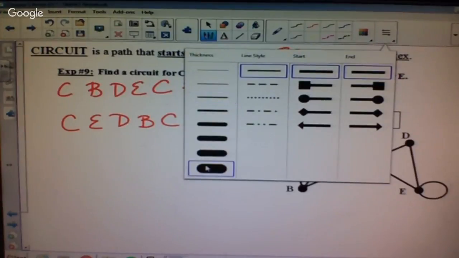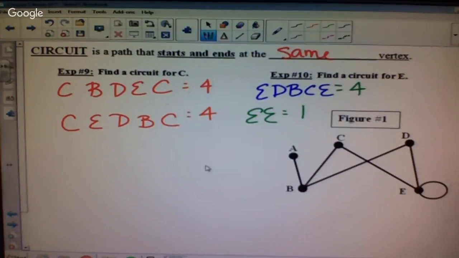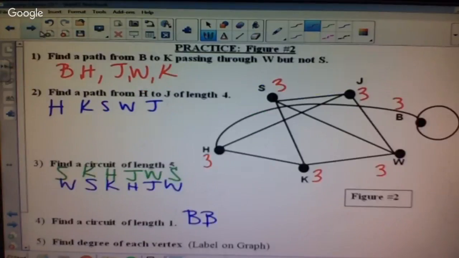So what they're saying is if I take out AB, if I would take an eraser and erase AB, AB is a bridge because look what happens. We're now in two pieces. A is over here all by itself, and the rest of the graph is still connected. So any edge that I can erase and it separates my graph becomes a bridge.